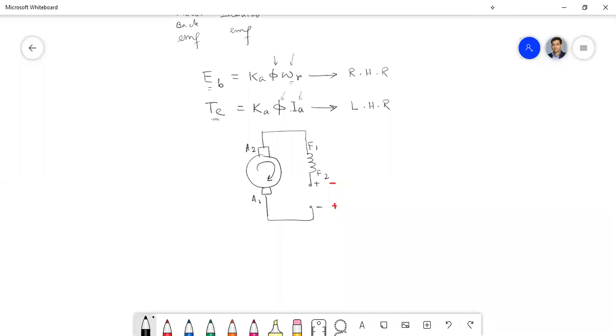Why do you get braking? Whether you are getting an opposing torque, you see, in the opposite direction. Yes, why is it happening in the opposite direction? That I am asking you. Why will it try to rotate in the opposite direction?